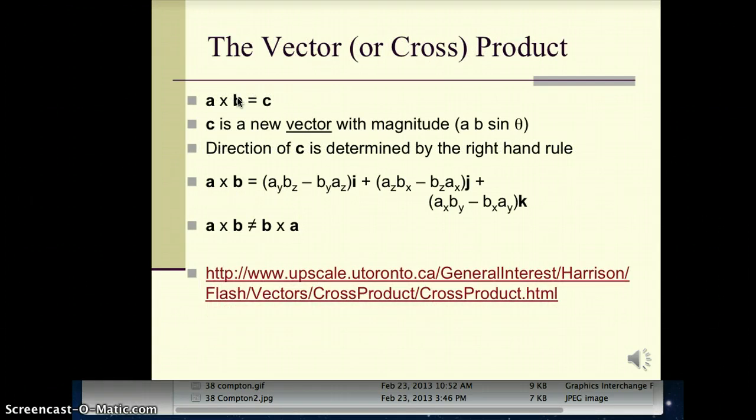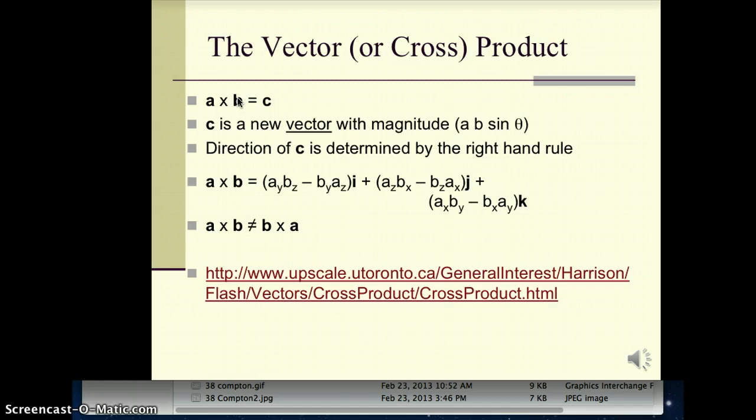And finally, we can talk about the vector or the cross product. And we call this A cross B. And notice now on the right-hand side of the equation, what we get is C, and C is a new vector. And that new vector has a magnitude of magnitude A times magnitude B times the sine of the angle between the two vectors. Now, the direction of vector C is determined by what we call the right-hand rule. And I would encourage you to go to the text and take a look at drawings of how one applies the right-hand rule. We'll do much more of this in class to determine the direction of the new vector C.